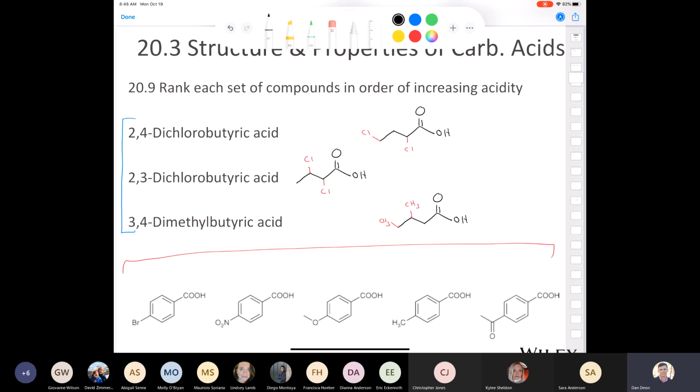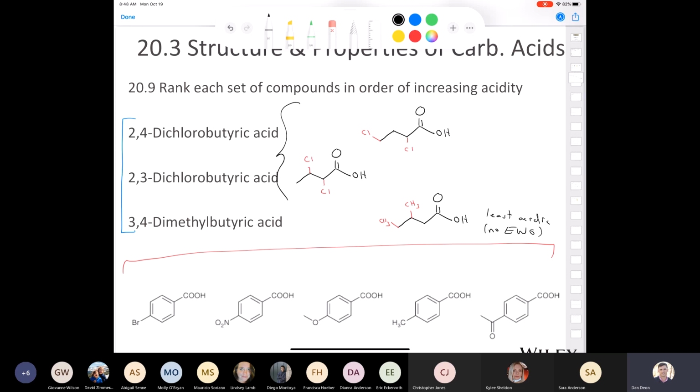Yeah, exactly. David just wrote methyl, and Sarah put last one. You're both correct, right? This one is going to be the least acidic because it doesn't have any electron withdrawing group. So least acidic, and we'll put here no EWG, no electron withdrawing group, right? How are these two different than the 3,4-dimethyl butyric acid? They both have chlorines.